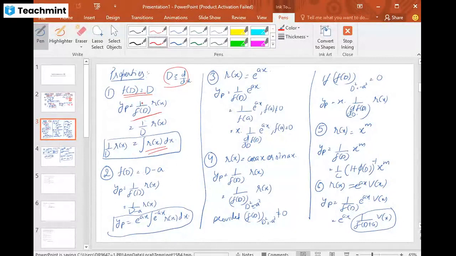The second property is the special case where f(D) is D minus a, that is, if it is a linear factor. Then to calculate the particular integral, what is the property we have?